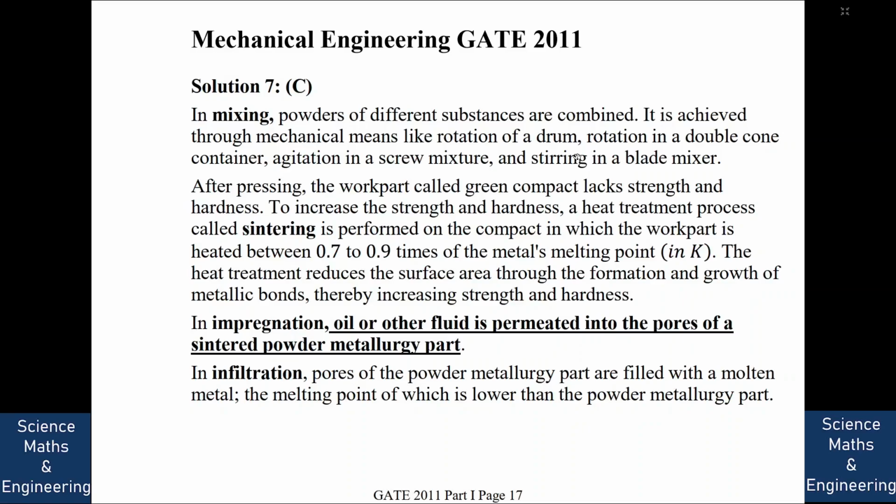So our answer is impregnation. However, I tried to give you a gist of all the other options so that it is easier to differentiate in future questions. So we'll go to the next question.